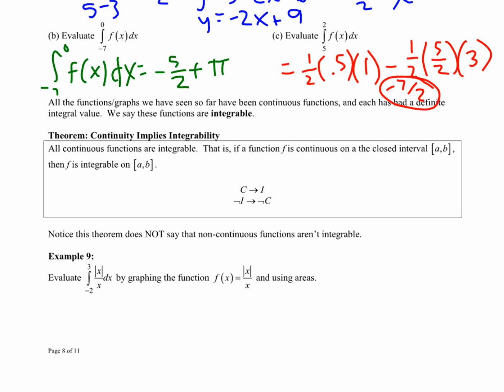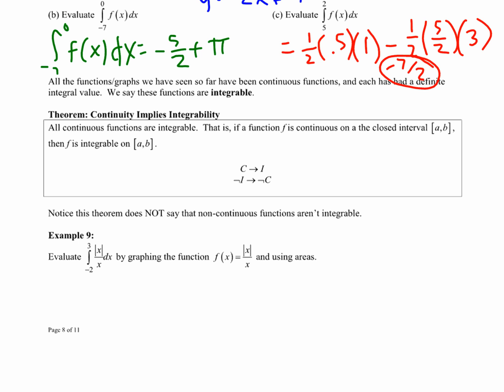All right, so everything we've seen so far has been a continuous function, and continuity implies integrability. So these functions are integrable because they are continuous. If a function is continuous, it is integrable. If it is not integrable, then it's because it's not continuous.